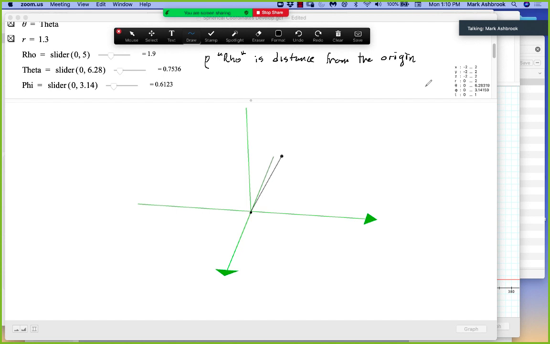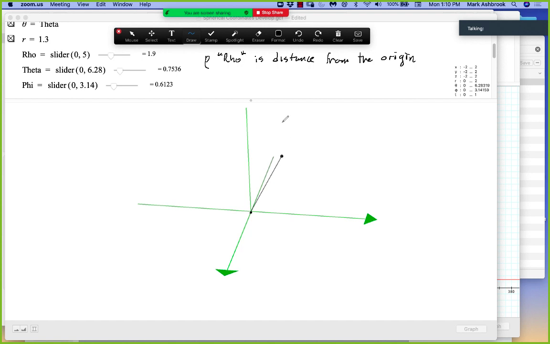Okay, remember what r was. What was r? r was not the distance from the origin, but the distance from what? The z-axis, right? So r is a horizontal distance from the z-axis to your point. So it's kind of like radius in the plane. But it's the distance from the z-axis to your point.